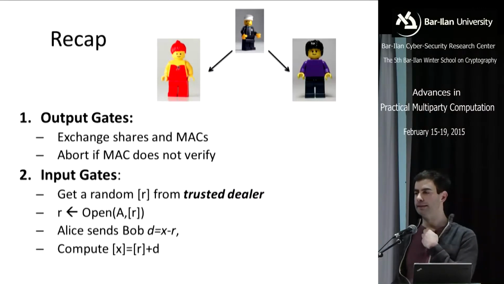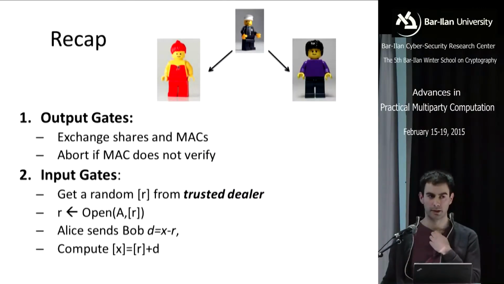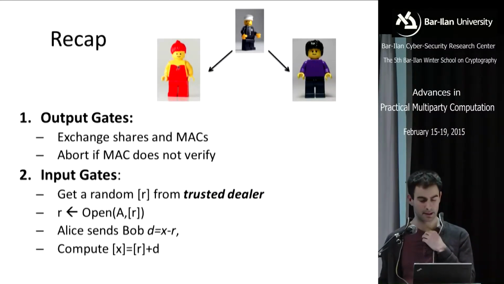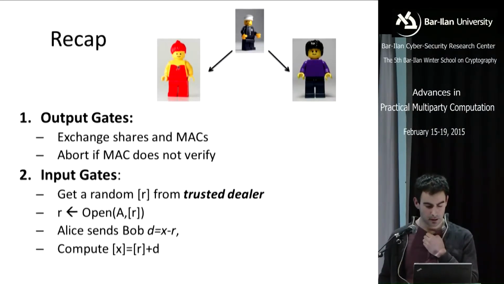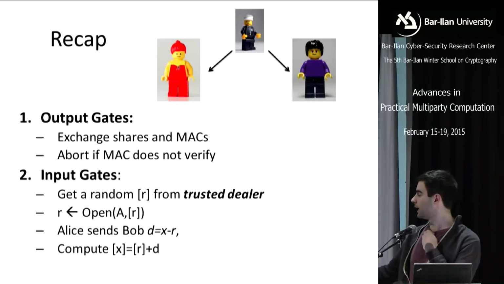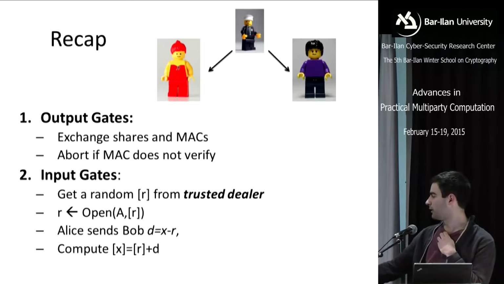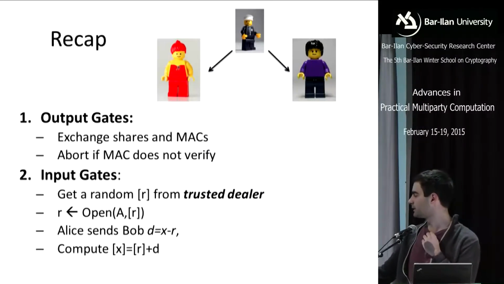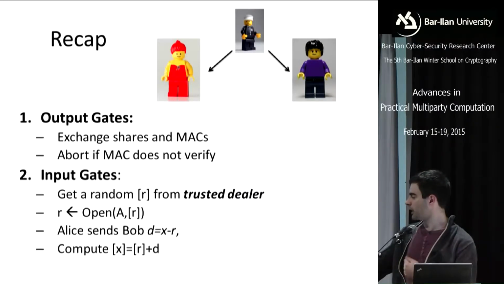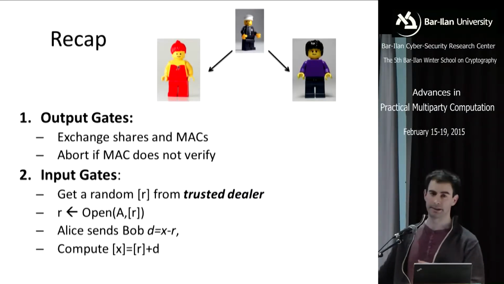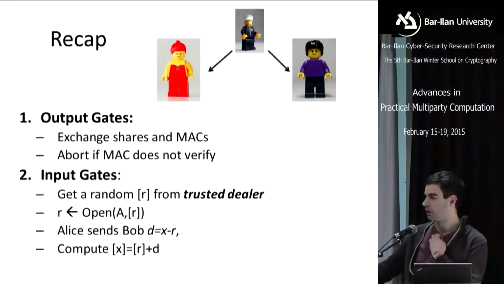How do you compute input gates? This is a bit different. So what you do is that you get a random R from the trusted dealer, R in a box. And you open it. You let Alice learn this value R. And then Alice sends to Bob the difference between this value R and X. And then what you do is that you compute a secret sharing of X in a box, by adding R plus T. So this clearly works, but why is it needed?